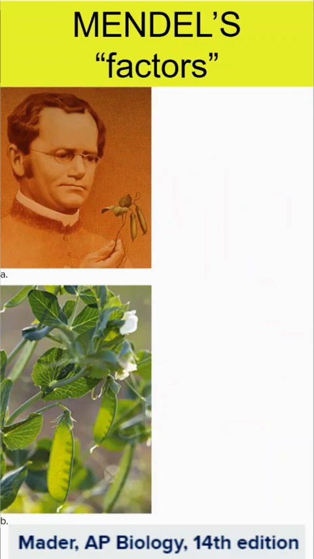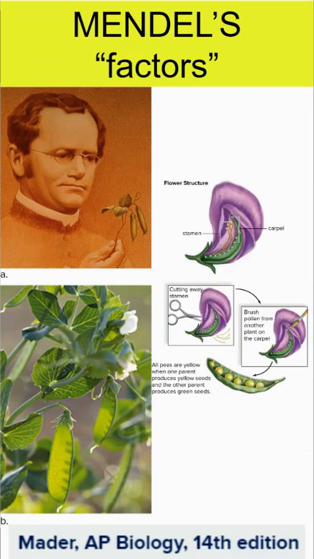But as he continued to study his peas, he did his experiments where he was purposely breeding them, and he understood reproduction. So he understood what he had to cross in order to get the next generation. But he didn't know exactly what was causing those traits, and he called them factors.